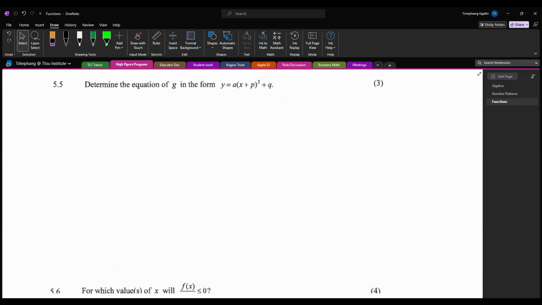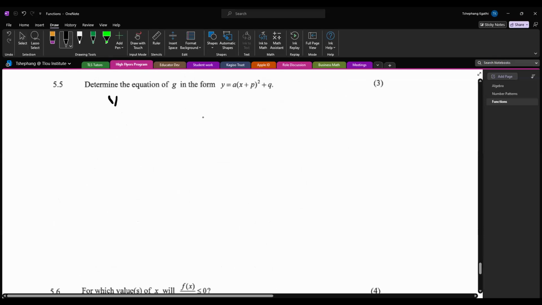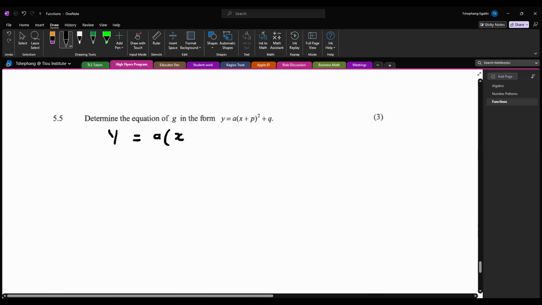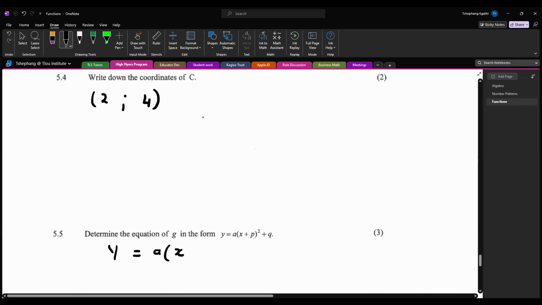Okay, no questions so far. Now, 5.5, determine the equation of G in the form y is equal to a into x plus p squared plus q. So the turning point form, that shouldn't be too much of a problem. Let's see what we can do. Because we have the coordinates of the turning point, which is what we just found, I'm going to say this is x minus 2, so this will be minus 2 squared, and then plus 4.